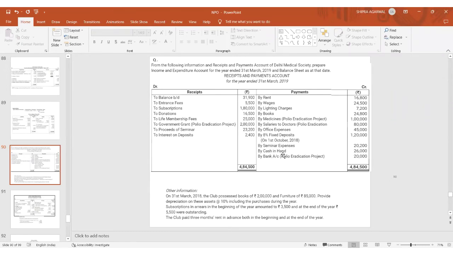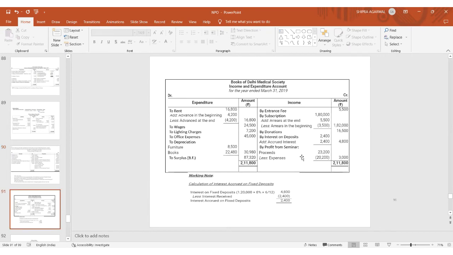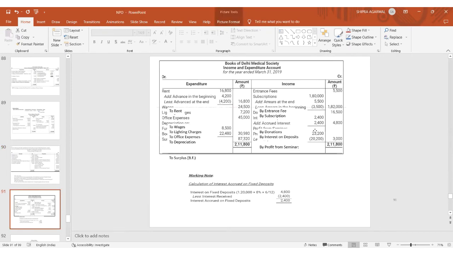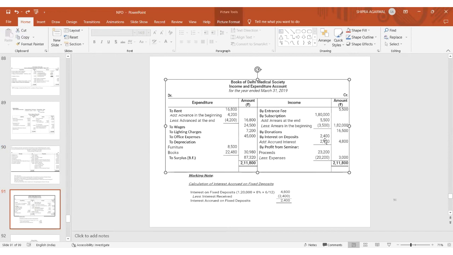But out of this 4,800, how much we have received, we have to see to that, right? You can see interest on deposit is 2,400. So that means total amount due is 4,800, but we have received only 2,400. So what we'll show it as interest on deposits 2,400 plus accrued interest. That means interest which is due but not yet received. So 2,400, another amount. So total comes out to 4,800.